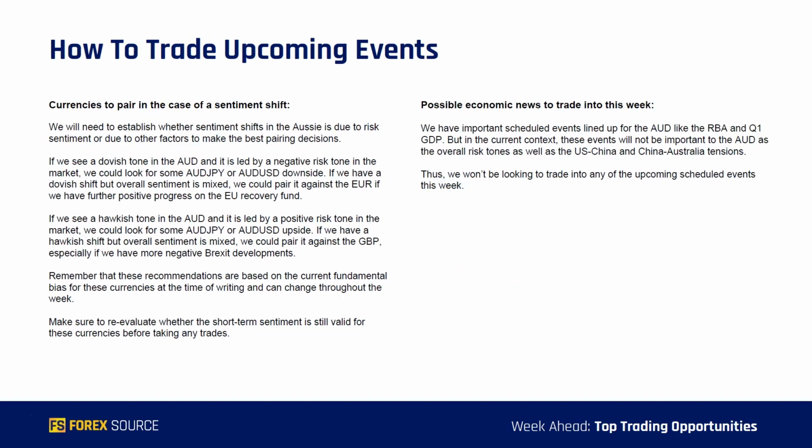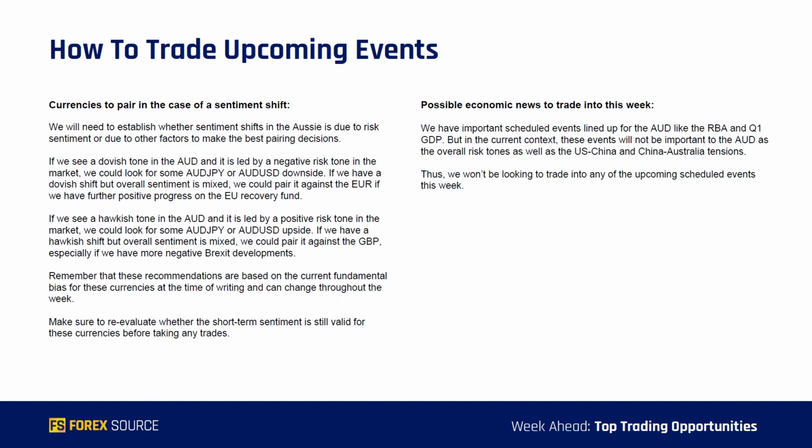Then possible currencies we can pair in the case of sentiment shifts. We will need to establish whether sentiment shifts in the Aussie is due to risk sentiment or due to other factors to make the best pairing decisions. If we see a dovish tone in the Aussie and it is led by a negative risk tone in the market, we could look for some Aussie yen or Aussie US dollar downside. And if we have a dovish shift on the Aussie, but overall sentiment is more mixed, we could pair it against the euro if we have further positive progress with regards to the EU recovery fund.